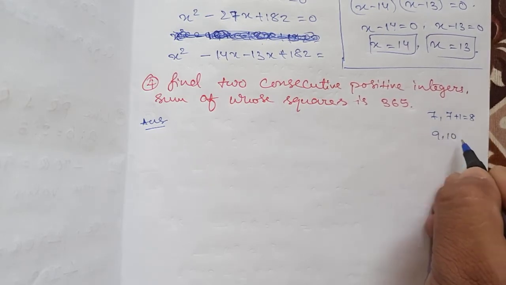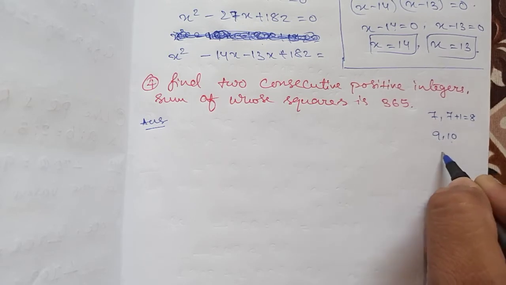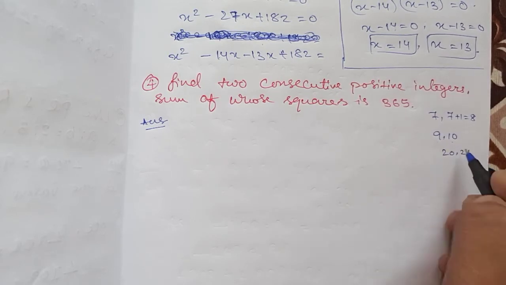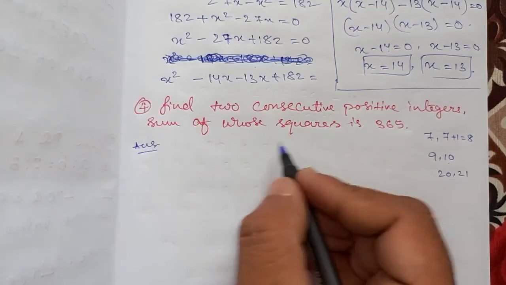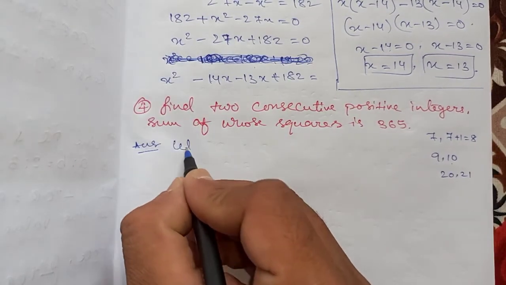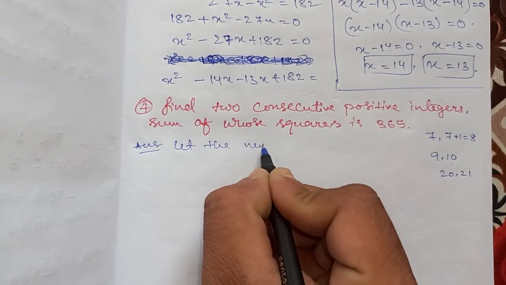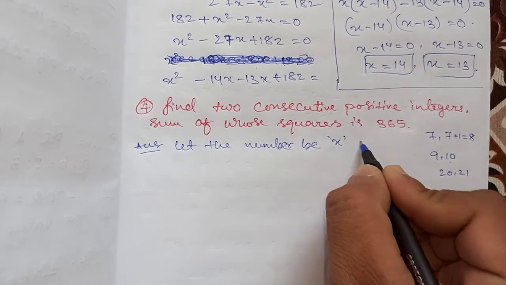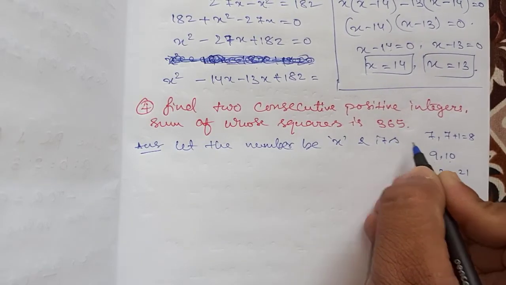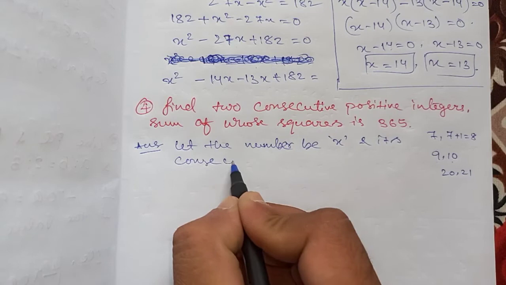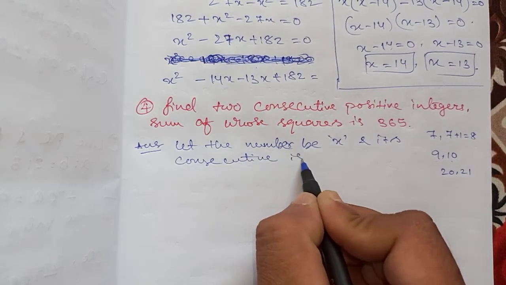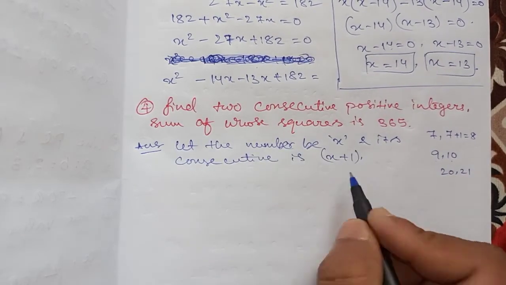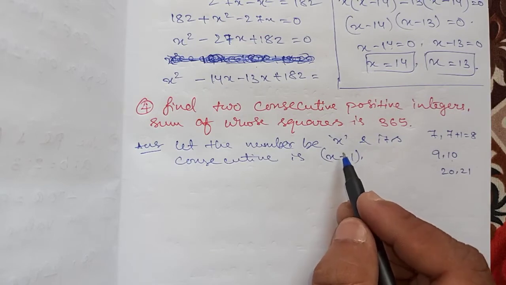Like 9 and 10 are consecutive. 9 plus 1 is 10. 20 and 21 are consecutive. So when we add 1 to any number, we get two consecutive numbers. Here we don't have any number, so let the first number be x and its consecutive is x plus 1. So these are the two consecutive numbers we got.